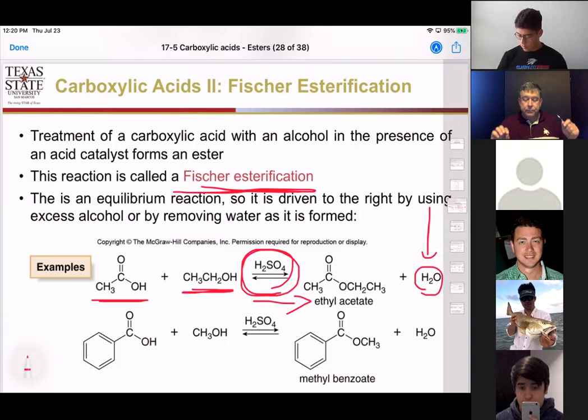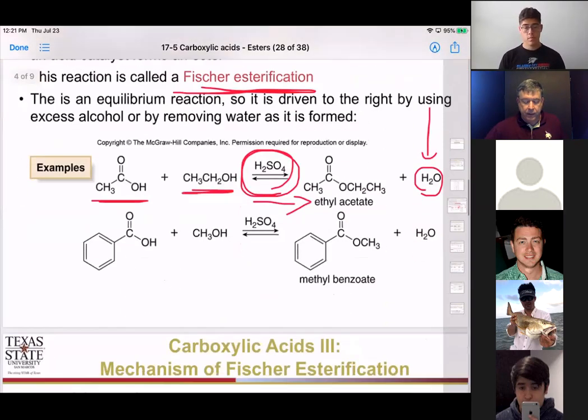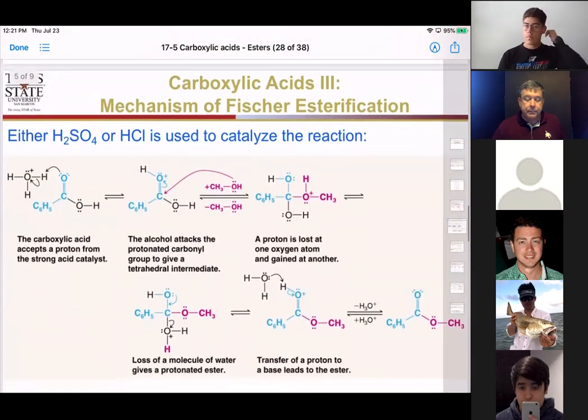So most of the time, to drive this reaction forward, you want to use something that removes water from your system, either boiling off the water or having it somehow remove itself from there, or use a large excess of the alcohol so that it doesn't have much of a chance for the reverse reaction. Okay, so let's look at the mechanism of that.